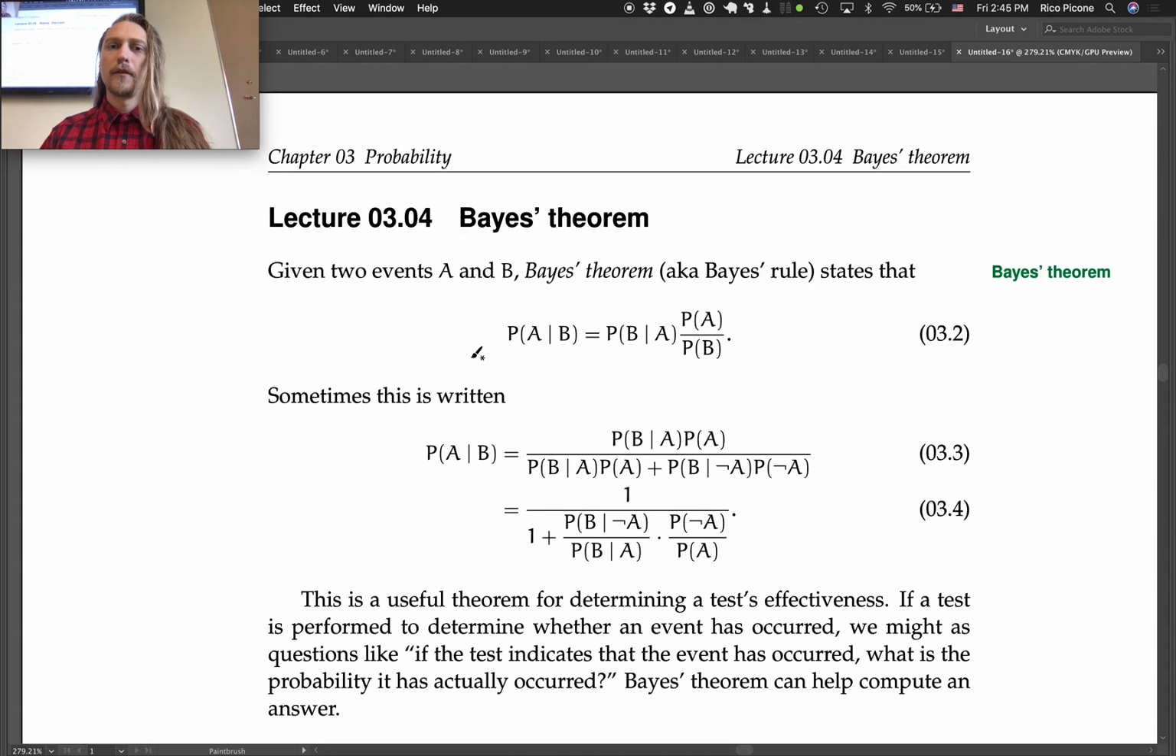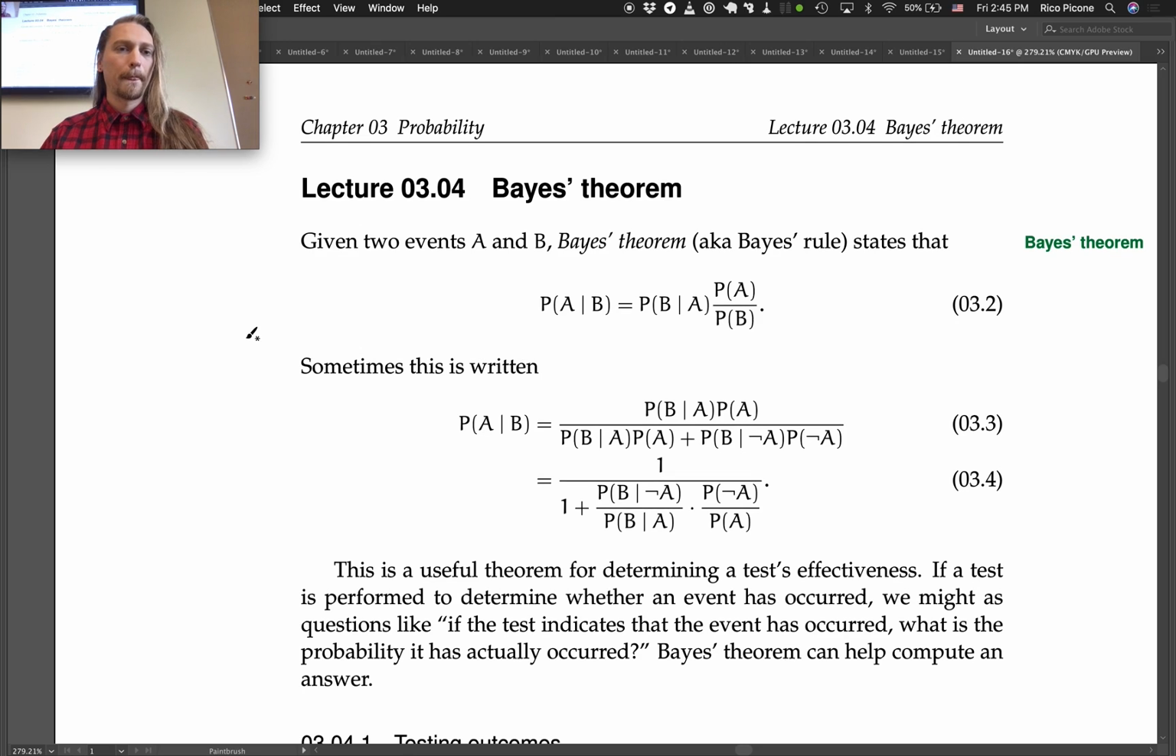Okay, lecture 3-4, Bayes' theorem. Given two events, A and B, Bayes' theorem, also known as Bayes' rule, states that the probability of A given that B is equal to the probability of B given that A times the ratio of the probabilities of A and B.